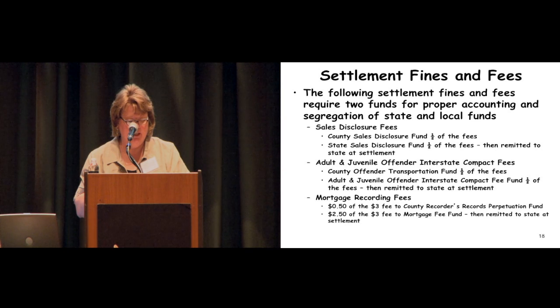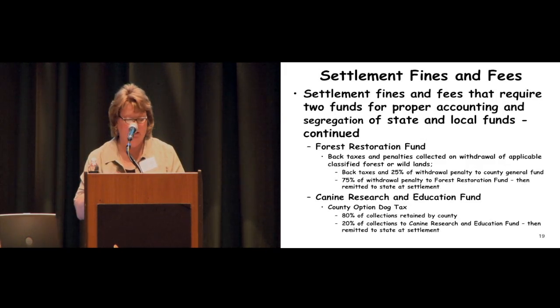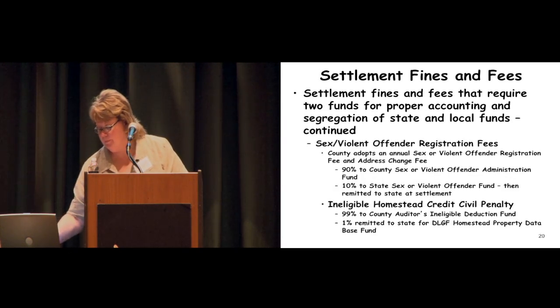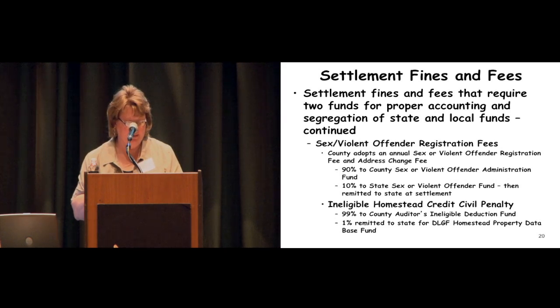Canine research and education fund, that's your county option tax for dogs. If you have that, I don't believe very many counties do. But if you do, 80% collected is retained by the county and 20% is sent to the state. Your sexual violent offender registration fee, 90% goes to the county fund, 10% is remitted to the state. Ineligible homestead credit, the civil penalty, 99% of the penalty remains at the county, 1% comes to the state.